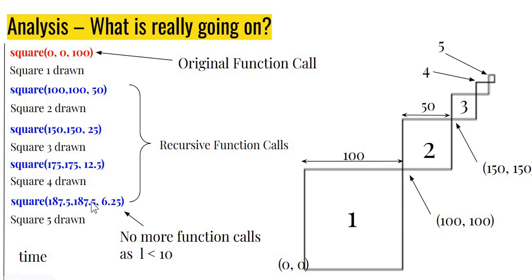I keep going down until I come to a point where, say, my x is 12.5. So that is my square number 4. Once this happens, I'm going to call this same function with x plus L, y plus L, but L by 2. So now I have 6.25 as my L value. This time round, the square does get drawn. So that is my square number 5. It gets drawn with a side of 6.25, but the function does not call itself, and that's why the recursion stops. But you notice I get square number 1, 2, 3, 4, and 5.